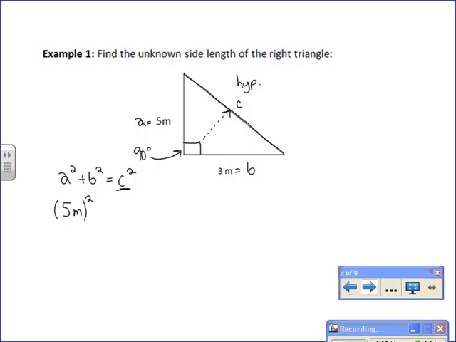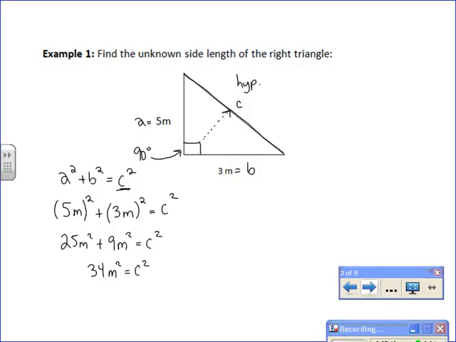Okay, and I have to square that because the formula tells me to. And B is 3 meters, and I'm going to square that. And that's going to give me C squared. Okay, 5 times 5 is 25, so I get 25 meters squared plus 3 times 3, which is 9 meters squared, equals C squared. We can add 25 and 9 together, and that's going to give us 34 meters squared. And that's equal to C squared.